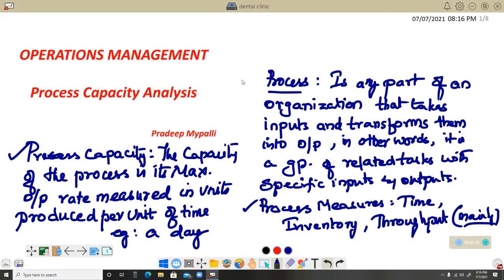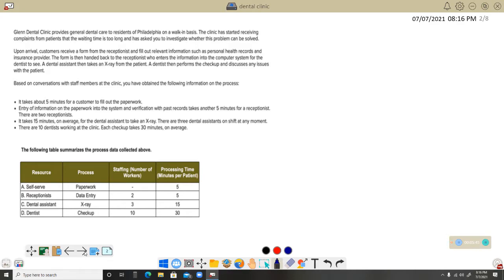So these are the three terminologies I first wished to discuss with you: process, process measures, and process capacity. Hope it is clear with you. Now let us move on to the next part. As I said, this is the particular question I got from my students, who in turn got it from the web. You can read that the Gland Dental Clinic provides general dental care to residents, etc.